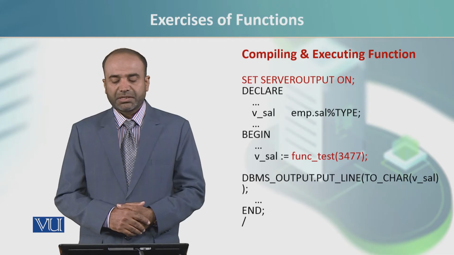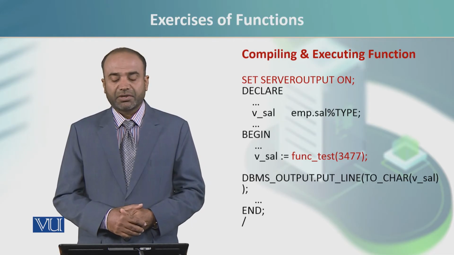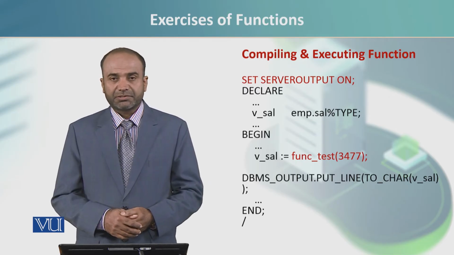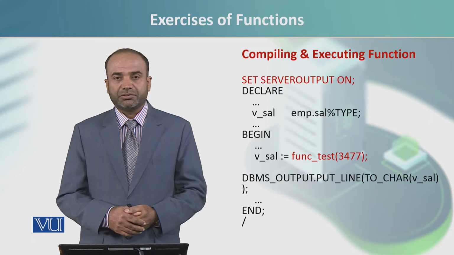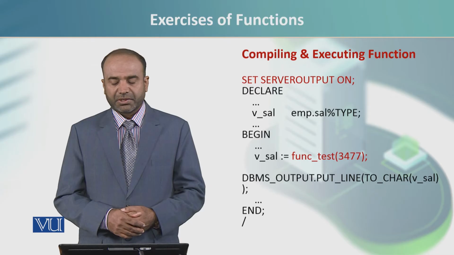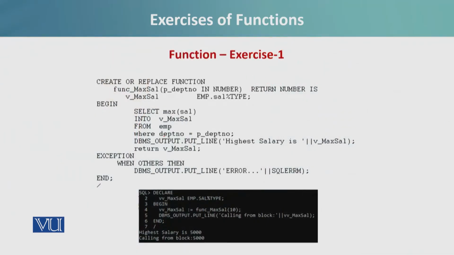As we mentioned earlier, we normally mention set serveroutput on, and a function value, for example 3477, is a parameter. This particular parameter is normally utilized by putting it in front of a variable, and later on we can use the variable for further purposes.